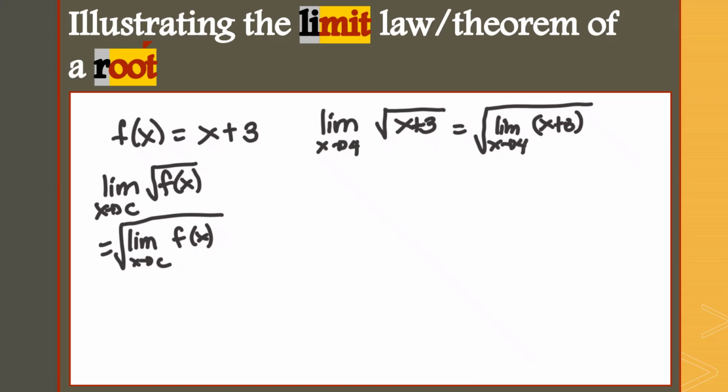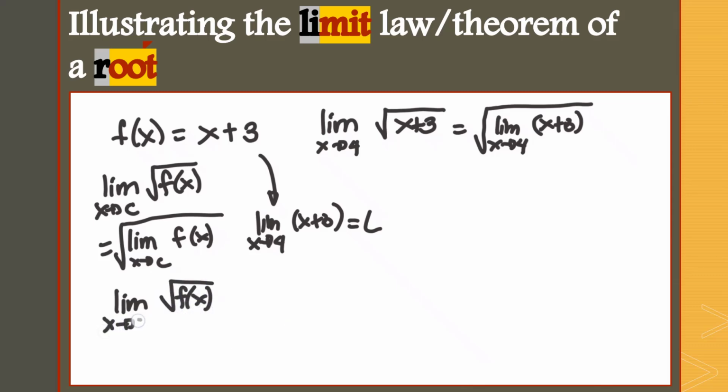Now of course we have direct substitution if you would like to. This is easy to do if we already have the limit of x plus 3 as x approaches 4, let's say equal to L. So in general, the limit of the square root of f of x as x approaches a certain c is equal to just the square root of L, as long as you have the limit of the function equal to L.